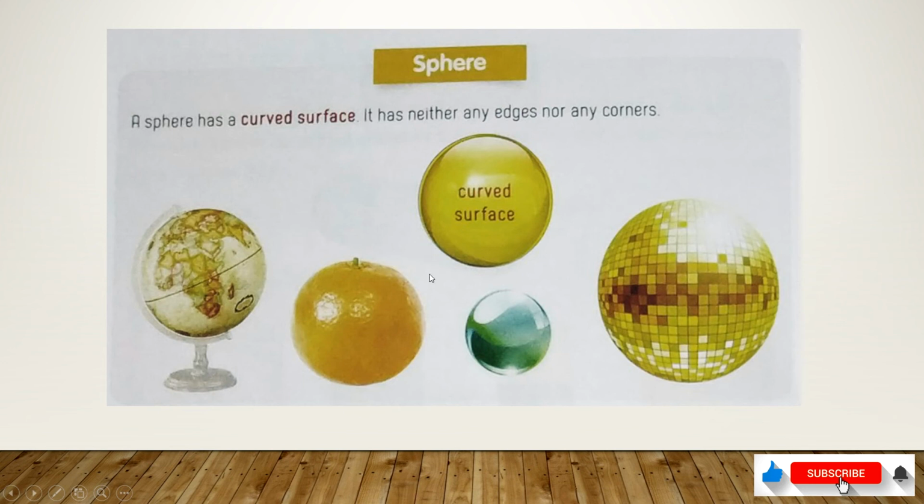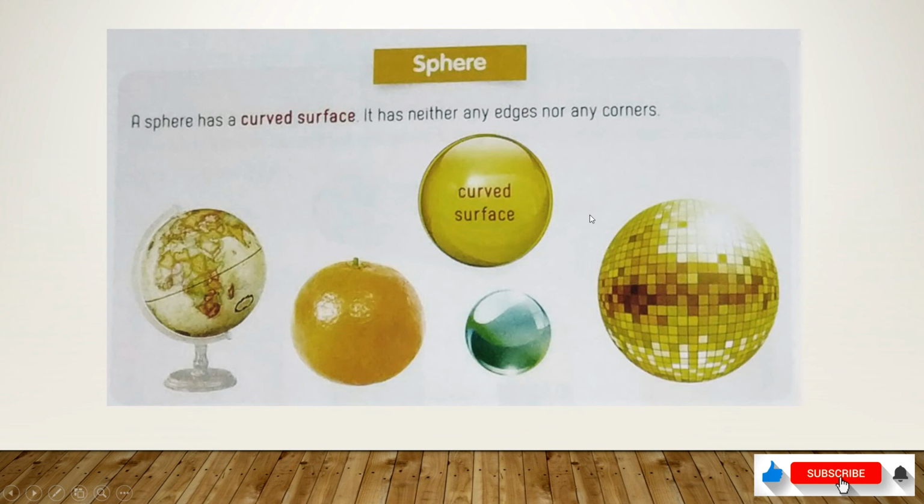If you look at this orange, this is a spherical shape. It is different from your circle. A circle is a 2D shape, and this is a spherical solid shape. If you look at this world map, this is also a spherical shape. Your marble is also a spherical shape.